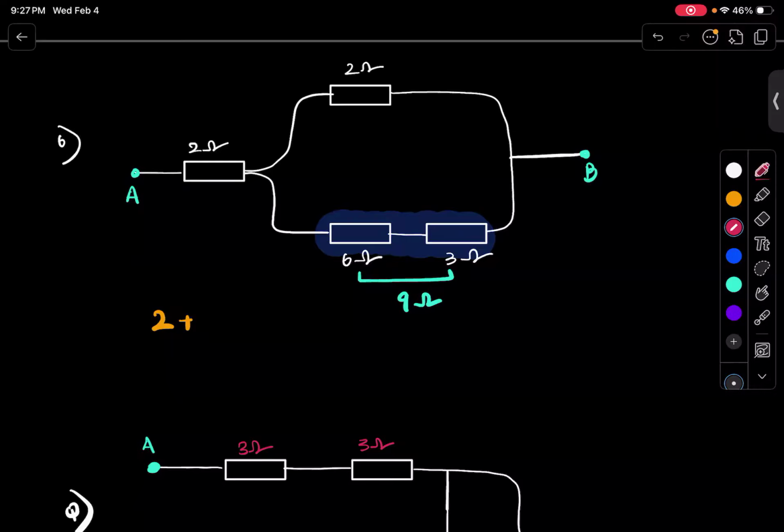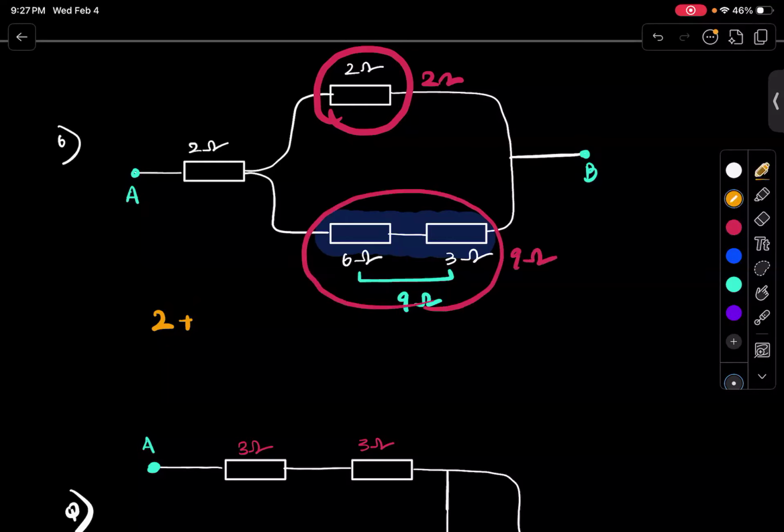Now, what is the total resistance of the parallel junction? This is a 2 ohm resistor, and you can consider this to be a 9 ohm resistor, right? Now, what do I do? Product over sum. Calculation is faster. 9 into 2 over 9 plus 2, right? You just plug this value inside the calculator, and 9 plus 2. So the answer is 3.63, right?